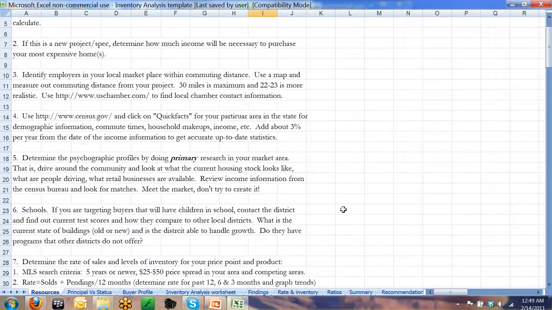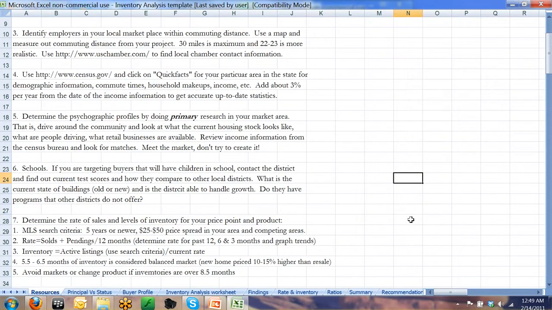How about schools? If you're targeting buyers that have children in school, contact the district. Look at current test scores. How do they compare to other local school districts? What's the state of the buildings? Has the community reinvested into their schools through bond referendums and that sort of thing?